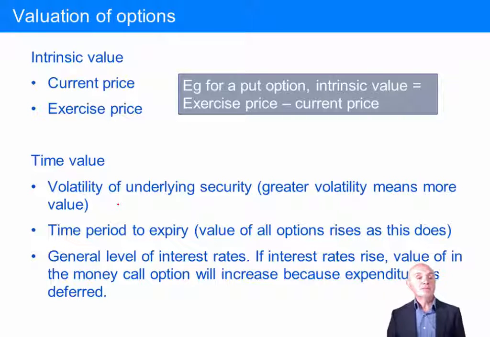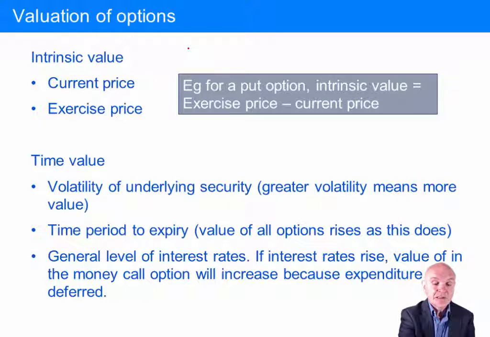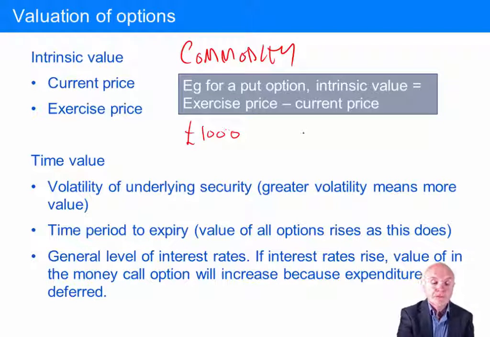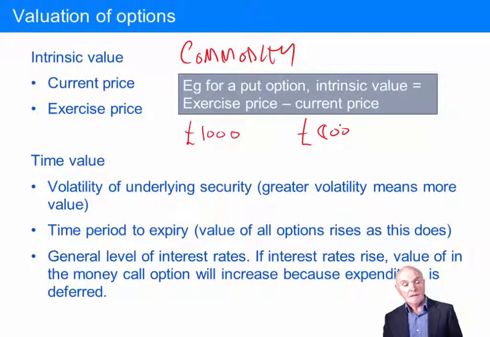So let's say a put option. Remember, a put option allows you to sell here. So the put option, let's get away from currency, let's just say it's a commodity. And let's say that the exercise price on this commodity allows you to sell a ton of this commodity at 1,000, but its current price is only 800. The market price is only 800. So this is a put option, it's allowing you to sell.